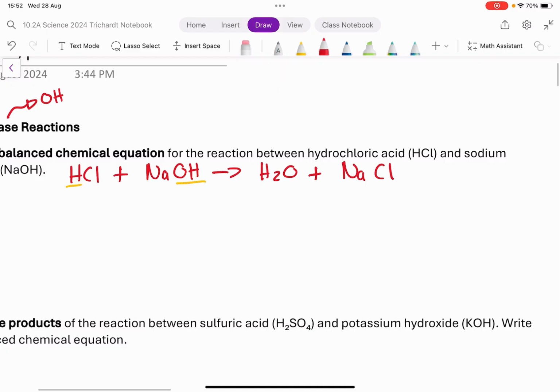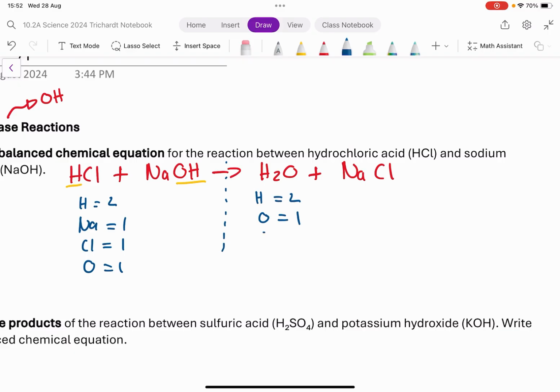What I now have to do is double check and see that everything is balanced either side of the equation. I'm going to check hydrogens. How many do I have this side? I've got 2 hydrogens, 1 sodium, 1 chloride, and 1 oxygen. On this side here, 2 hydrogens, 1 oxygen, 1 sodium, and 1 chloride. So in this case, it's already balanced.